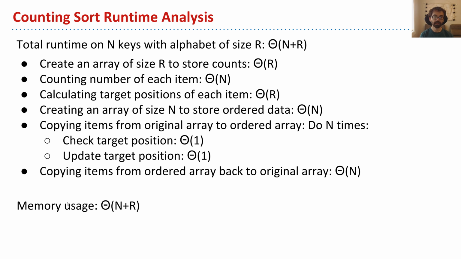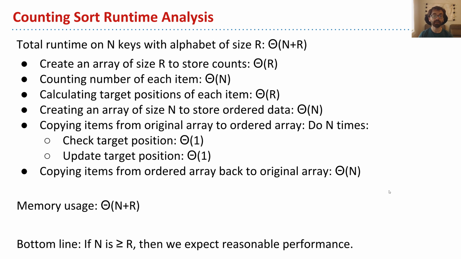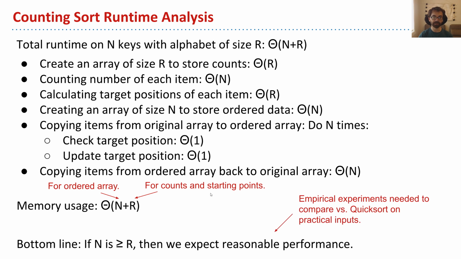Okay. In terms of memory usage, that will be theta n plus r because I need to create 2 arrays of size r and 1 array of size n. Okay, so that's the runtime analysis for counting sort. So the bottom line is that if n is bigger than or equal to r, then we expect reasonable performance. But if r is really, really big, like the example of sorting world cities, then it won't be so good. So just to note, in terms of memory usage, this n is for the ordered array that we build, and r is for the counts and the starting points.